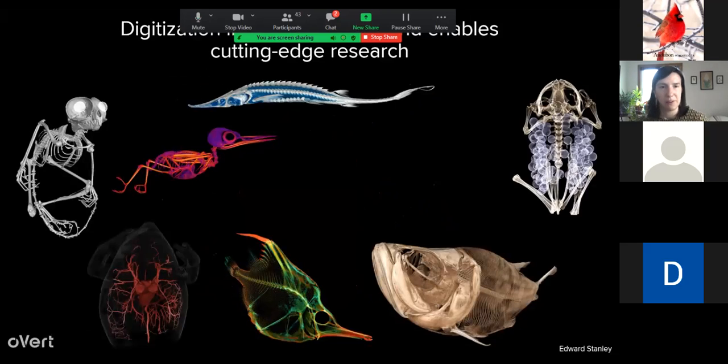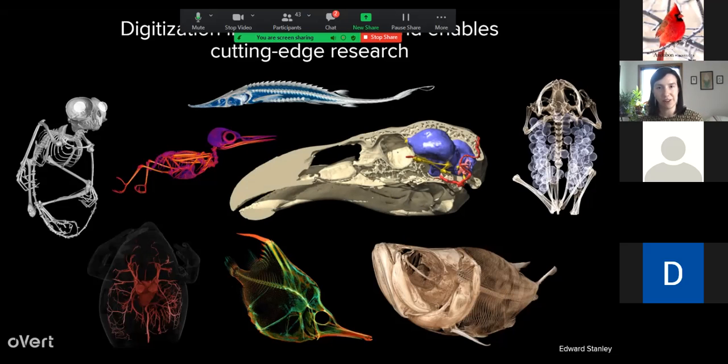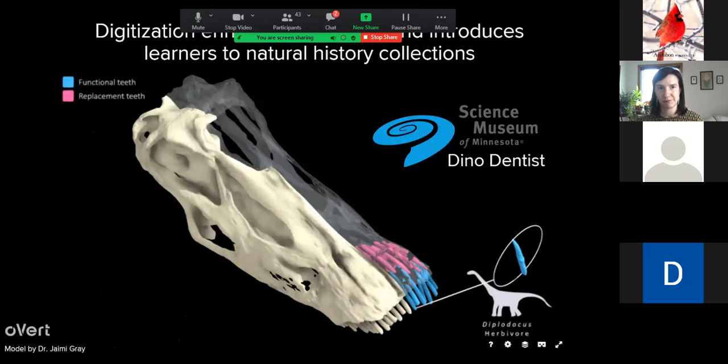So to wrap up a little bit, digitizing museum specimens, to me, inspires creativity and enables cutting-edge research, including my own on the MOA that I presented earlier. It enhances education, especially during a pandemic when we had a lot of remote learning happening, and it introduces learners to natural history collections.